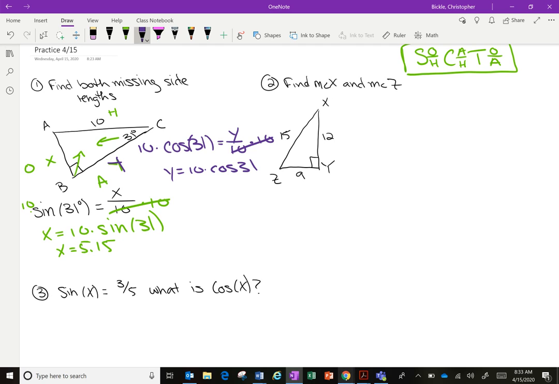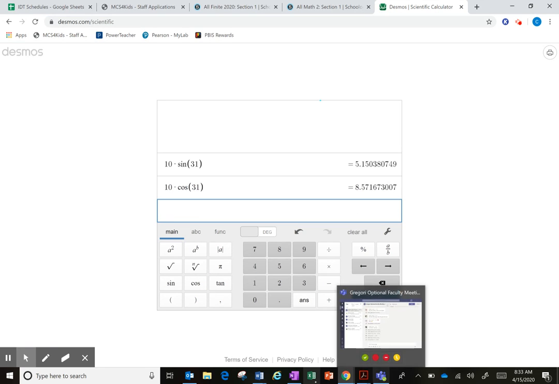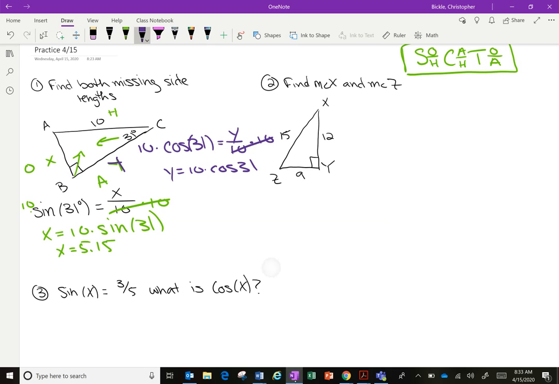And then we can punch that into our calculator. 10 times cosine of 31 is 8.57. So Y equals 8.57. So we've got that one, we got that one. So we solved for both missing side lengths. You guys could have used the Pythagorean theorem to solve for that other side length if you wanted to. We'll talk about that when we get to the bottom one.